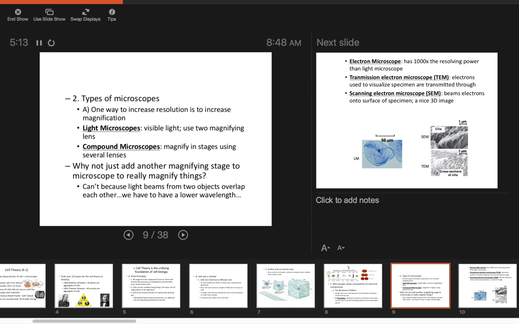So we have light microscopes where you use visible light, and there are 2 magnifying lenses. We have compound microscopes that magnify in stages. So you have an eyepiece and maybe a couple of objective lenses to magnify it. So maybe to solve this resolution problem, you can ask, why not just keep adding another lens to really magnify things? Well, it has something to do with light and physics.